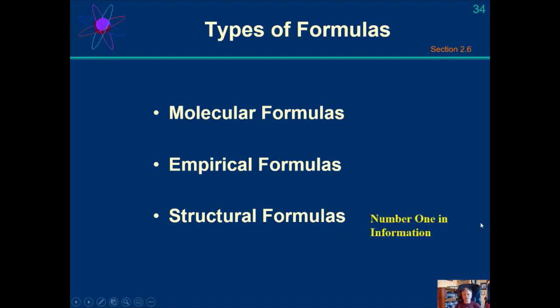All right, so number one in information, structural formula, and the hardest to determine. Number two in information, a molecular formula, not too hard to get out of an experiment. Number three in information, the empirical formula, but it does give you more information than... And you need to know all three, particularly the top two, molecular and empirical formulas.